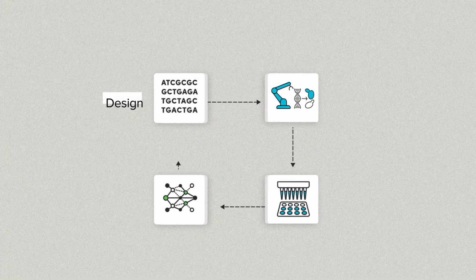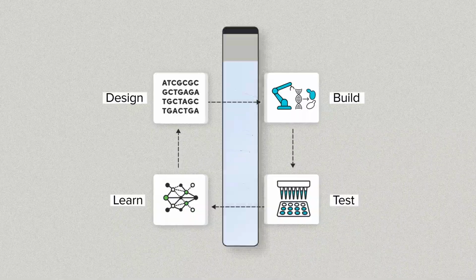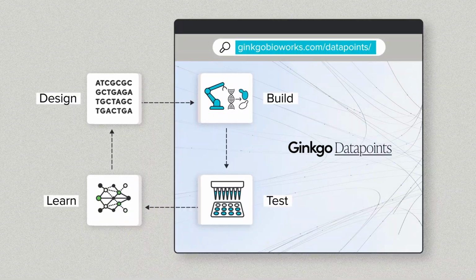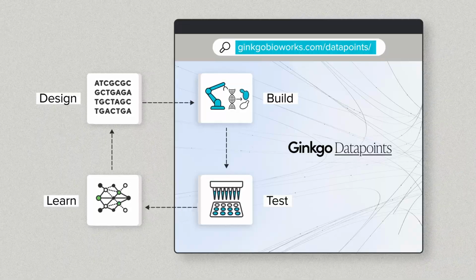Or consider build and test. You want to design the DNA sequences, then get functional data as output. That works. If you're making an antibody, you can get antibody developability data from the data points team. The lab automation infrastructure lives in the Ginkgo Foundry. You access it with a fee-for-service deal.